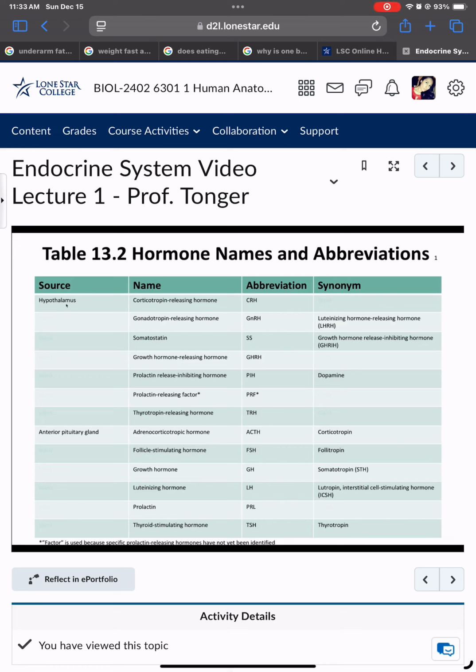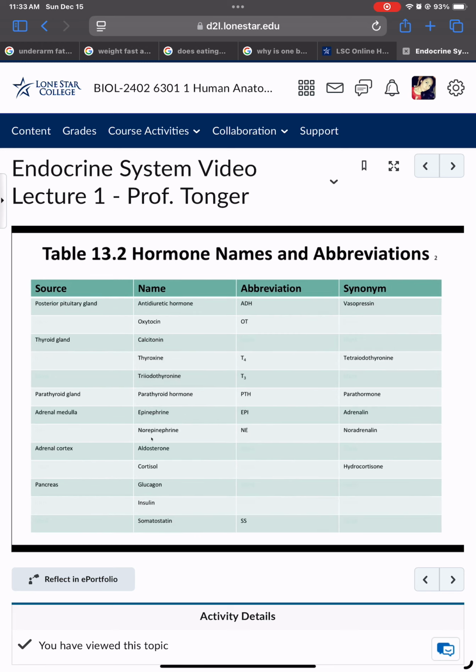So if you notice here, the hypothalamus is releasing these hormones. Then you have the anterior pituitary gland, which is mainly releasing prolactin, follicle stimulating hormone, growth hormone, and thyroid stimulating hormone. In the posterior pituitary gland, you have two hormones, ADH, which is antidiuretic hormone, and oxytocin. Then similarly, the thyroid has three basic hormones, followed by the parathyroid, adrenal medulla, adrenal cortex, and pancreas.